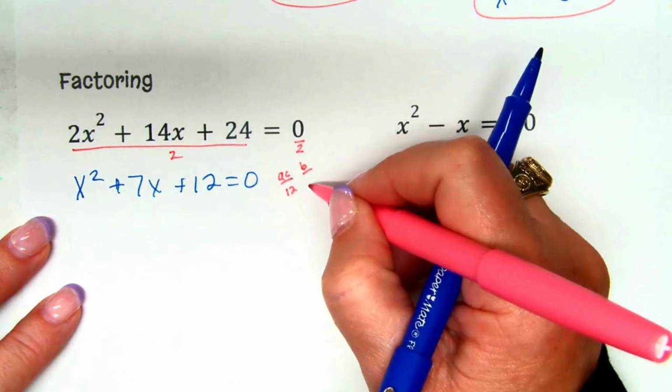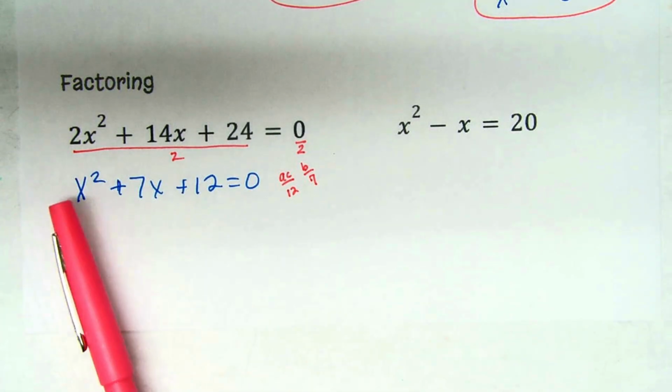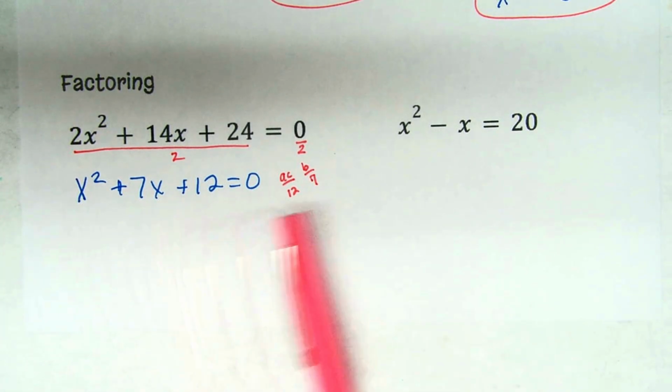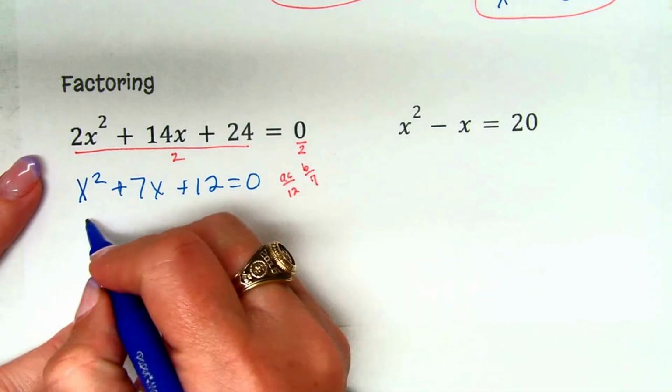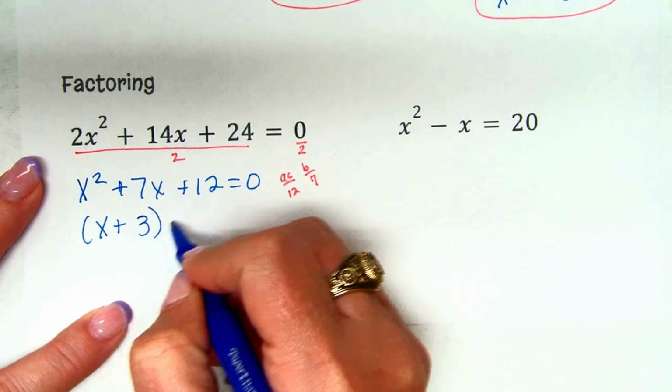And what's B in this problem? 7. So what two numbers multiply to be 12 and add to be 7? 3 and 4. And because my leading coefficient is 1, can't I go straight to my factors? Yeah. So x, what'd you say? Yes. X plus 3 and x plus 4?